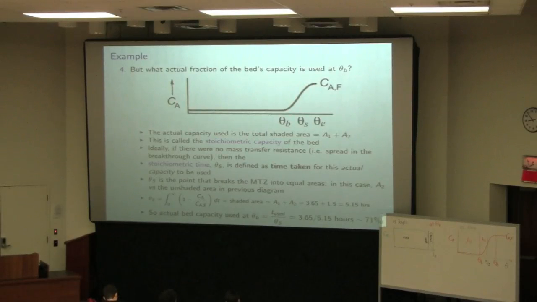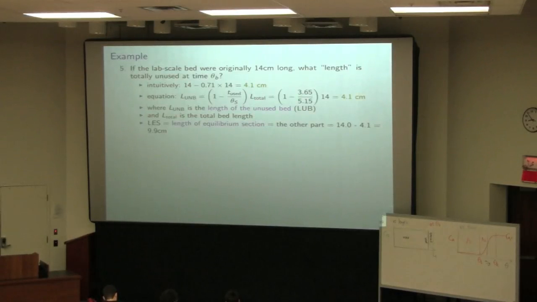So that's where one of these next questions heads. But before we get there, let's actually calculate what that length of the bed is. If I say I did this in the lab originally and my bed was 14 centimeters long, what is the length of the unused bed at the breakthrough time, theta b? The moment I turn my packed bed off, intuitively you can simply say, well, that's 14 centimeters minus the portion that you use. Conversely, you will say 29% times 14 centimeters. Either one of those will get you 4 centimeters of unused section. That's not to say that there is 4.1 centimeters of clean adsorbent sitting there at the end waiting. No, this is that kind of half-used, partially used adsorbent.